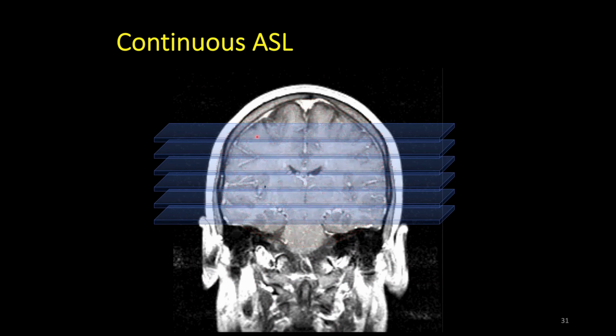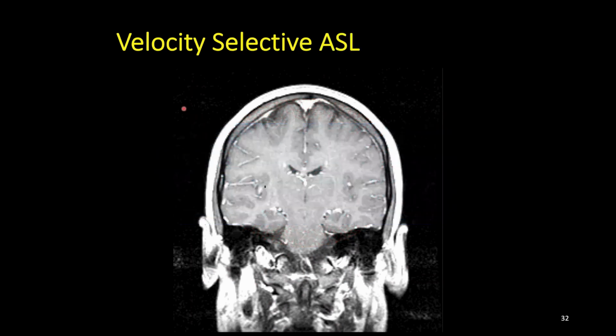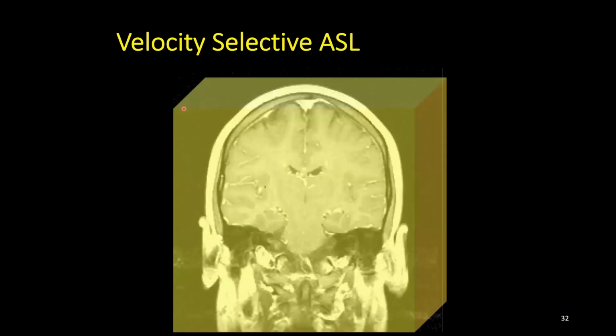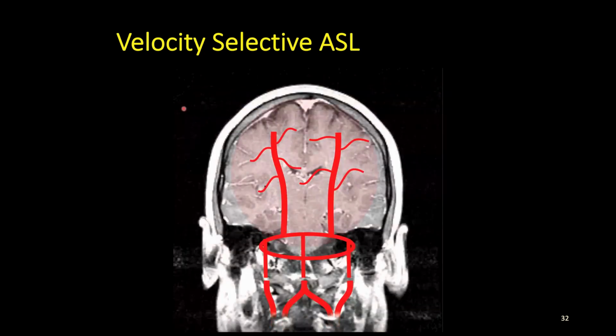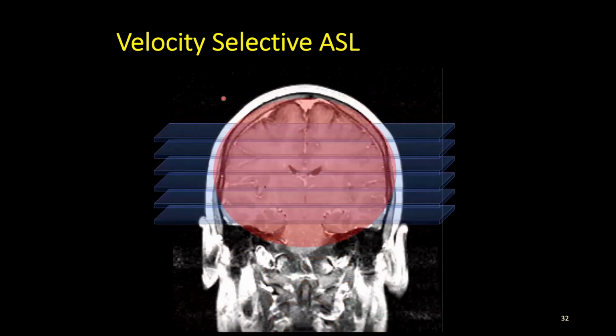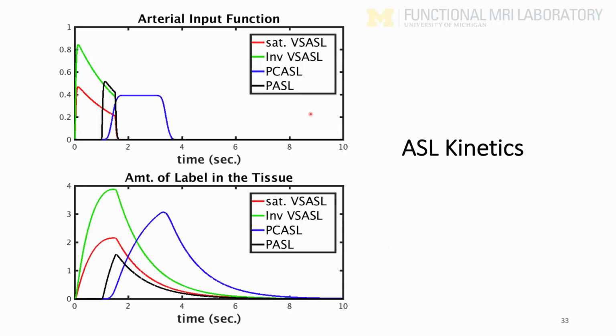When you're doing a velocity selective experiment, you apply a pulse that affects the entire region, but what's really giving you the contrast is what's in the arteries. So the label was already here in the right location, it was just in the arteries, and then you kind of watch it getting to the tissue, and then you collect your image.